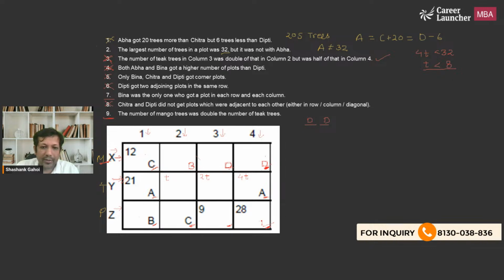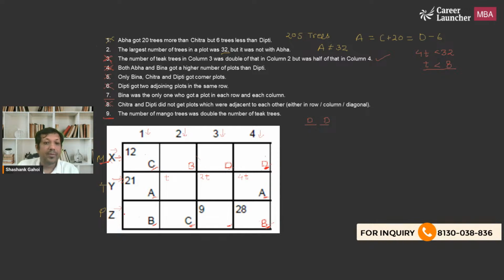So this should be Bina. There is going to be no other possibility because Bina needs to get a plot in every row and every column. So this is also gone. Okay. Now this row is done. This column is done. This column I still need to fill out. This column is done. This column is done. This row is done. This row is done.